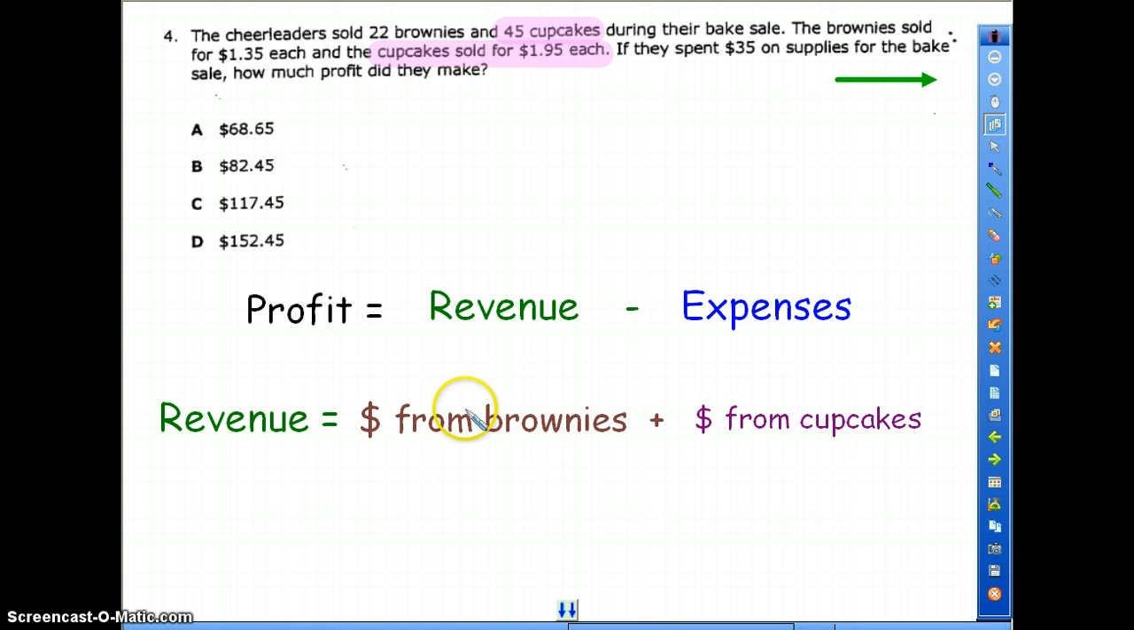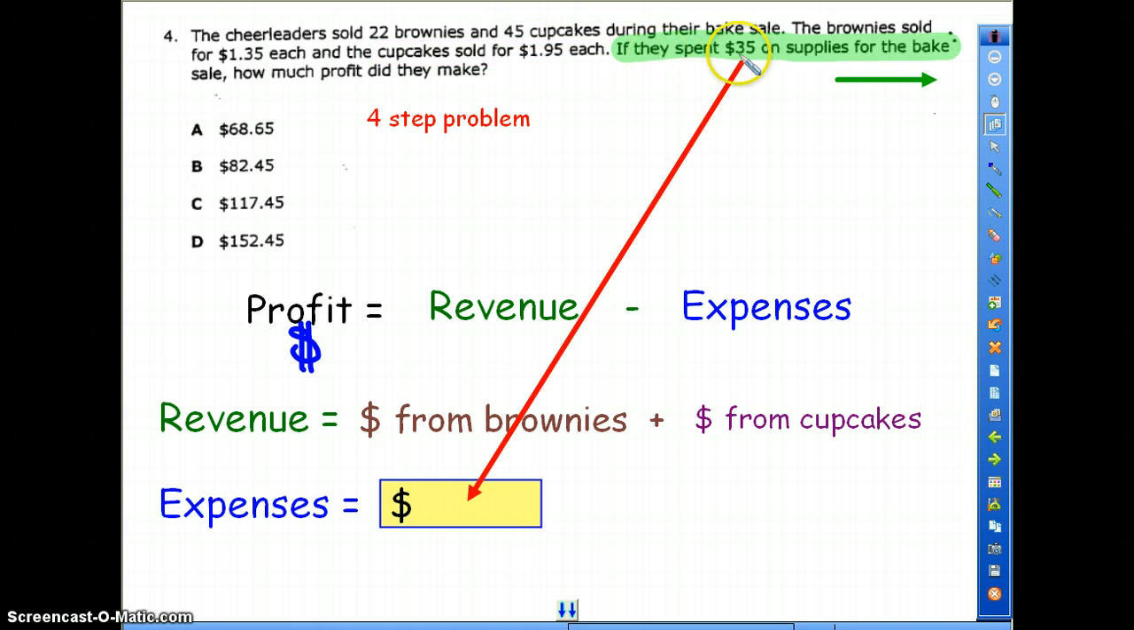Here's one step. Here's 2 steps. Adding them together is your 3rd step. Now, expenses. It says if they spent $35 on supplies for the bake sale, well, they told you what your expenses is. Okay, you just have to bring that number down. Your 4th step is to subtract that from this total up here. Okay, and your answer is in dollars.